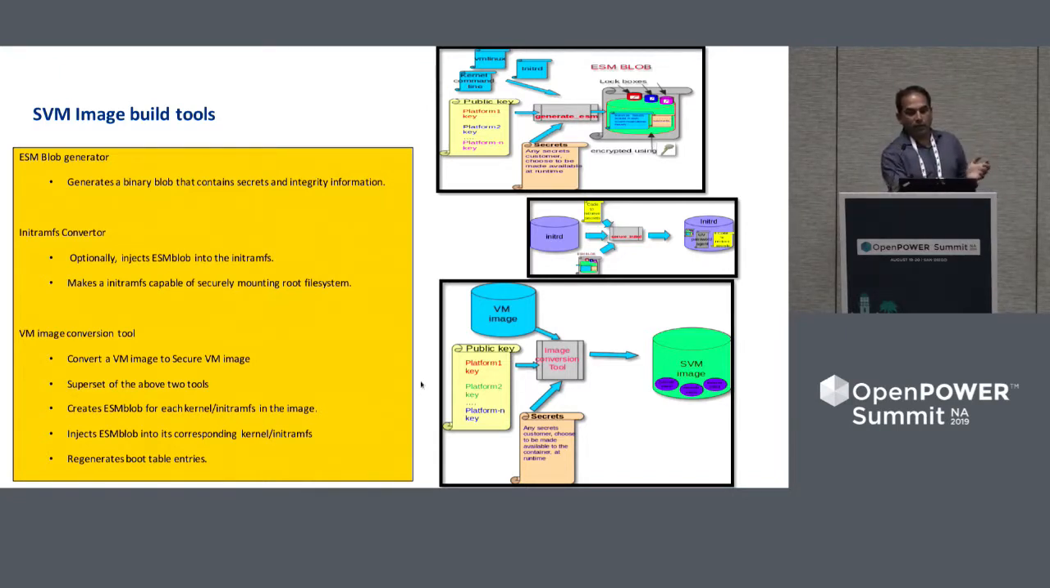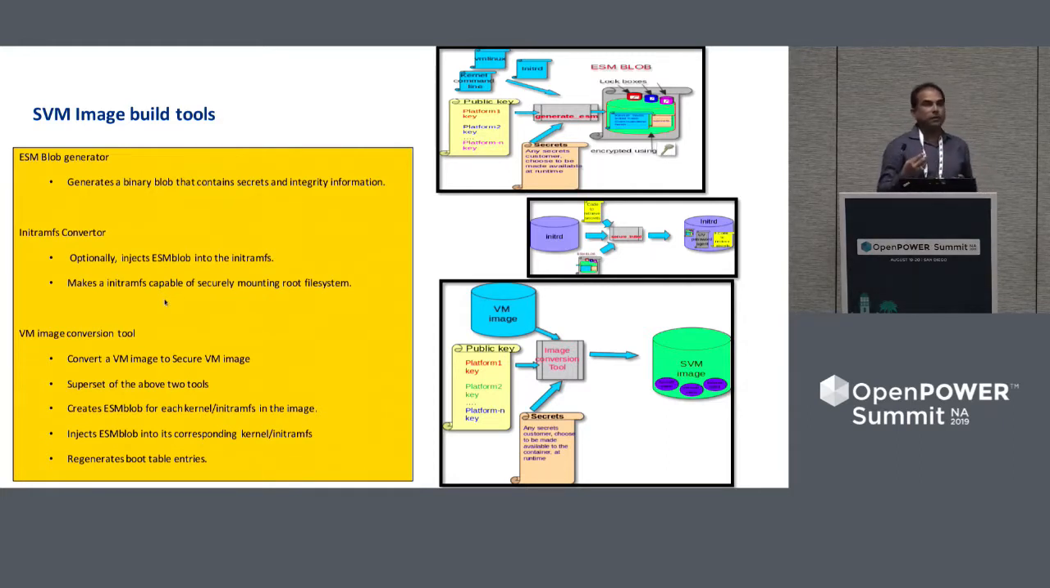So there is this tool that we have built, and it will be available whenever you want to run a secure virtual machine. At a high level, the first tool that we have is what we call the ESM generator, which basically takes the kernel, the initrd, initramfs, and other information and generates some kind of binary blob. And then we have another tool called the initramfs converter, which takes that ESM information and injects it into an initRD.